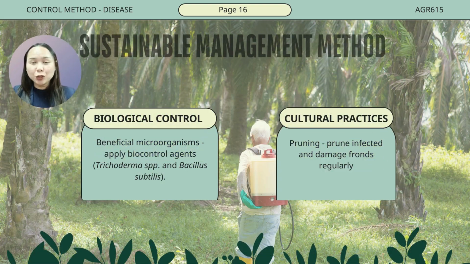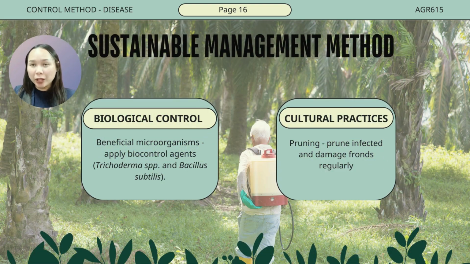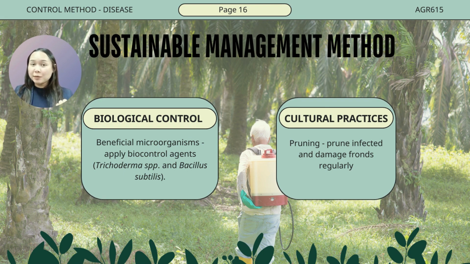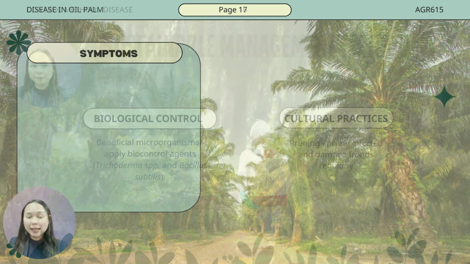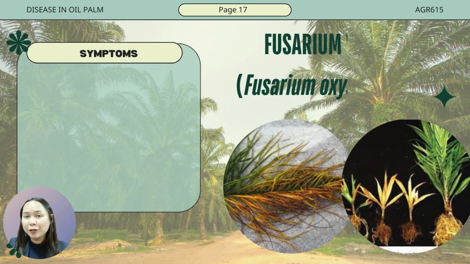Sustainable management method to control leaf spot disease in oil palm. First is biological control. Apply biocontrol agents such as Trichoderma species and Bacillus subtilis, which can help suppress the growth of Pestalotiopsis species and enhance the plant defense mechanisms. Second is cultural practices. Prune infected and damaged fronds regularly to remove sources of inoculum and promote better air circulation within the canopy.